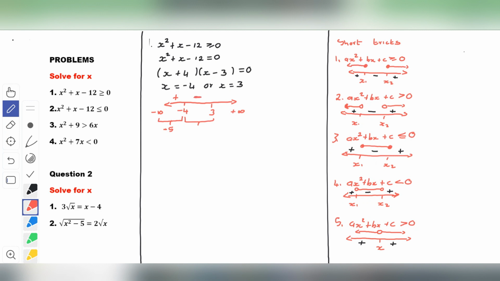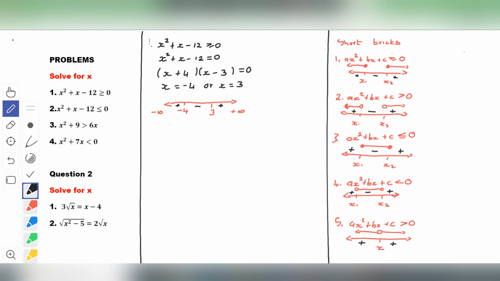From negative 4 to 3, negative. Then from 3 to positive infinity, it means we choose any value which is greater than 3, right? So it can be 4, 5, 6, up to positive infinity, and then plug it into the original equation. After plugging it in, you're going to find that it's positive, right? So let me just erase some things here.